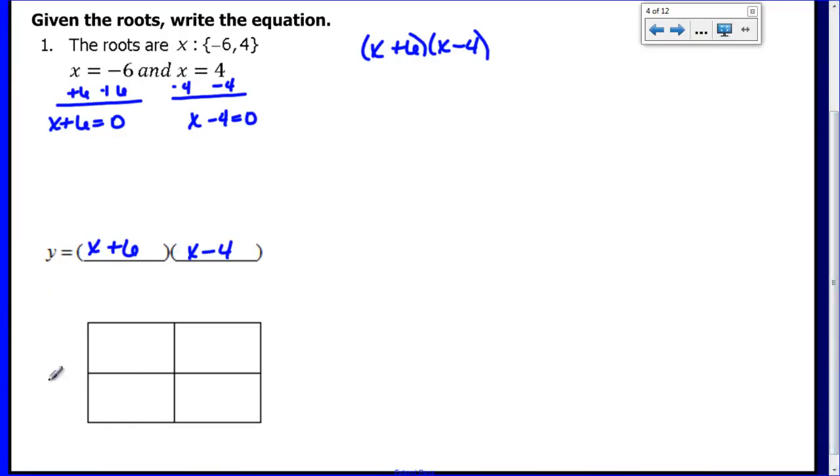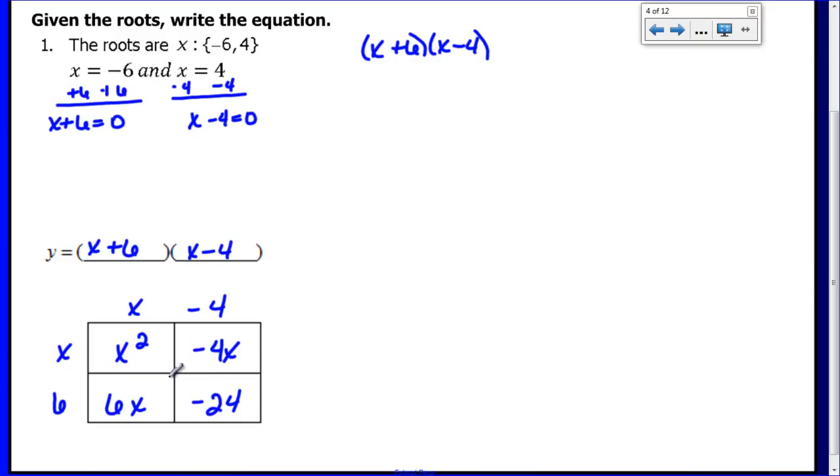You can use the box, so I can do my x and my 6 here, my x and my minus 4 here, and then I just do like Punnett squares and I go through and multiply. So x times x makes x squared, x and -4 makes -4x, 6 and x makes 6x, and 6 and -4 makes -24.